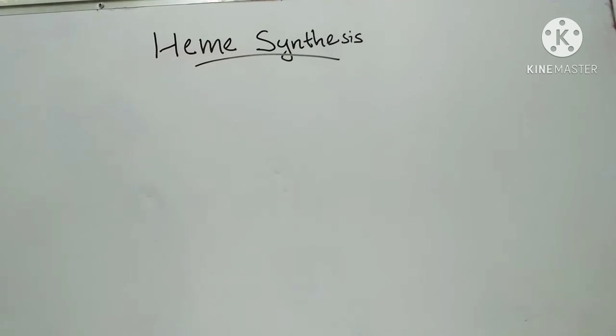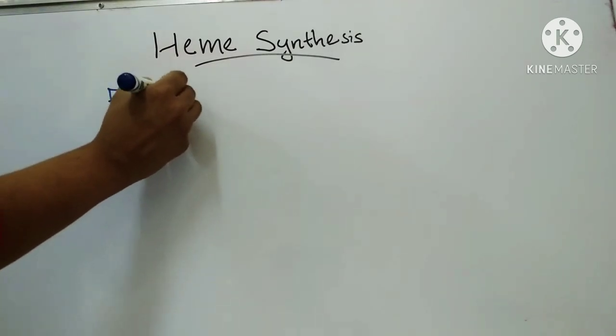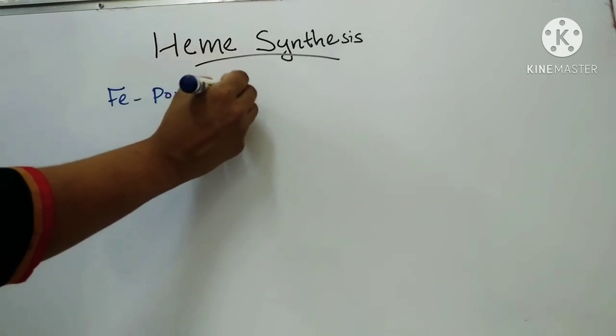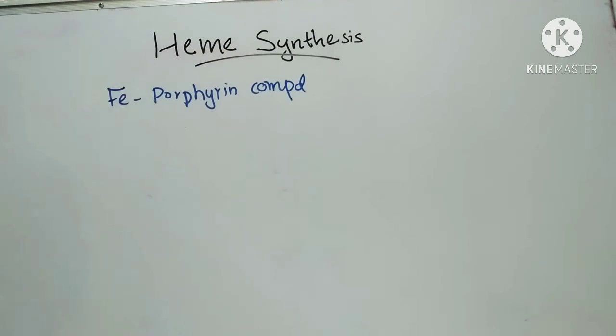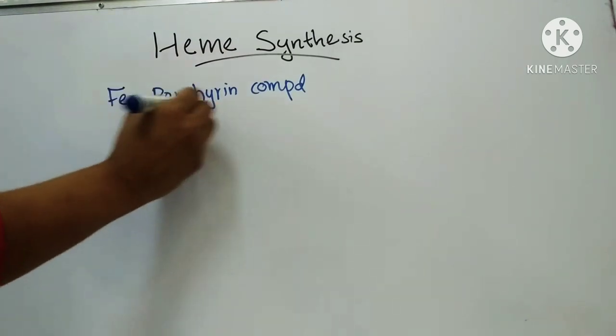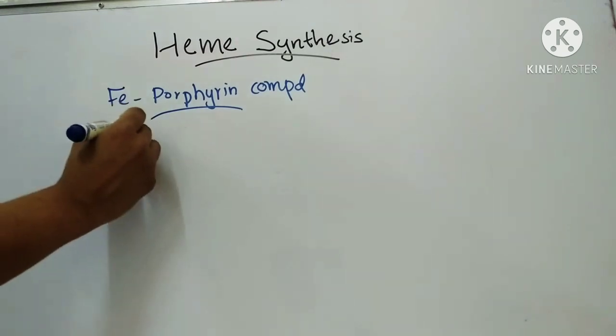So heme is an iron porphyrin compound. And these porphyrins are complex structures consisting of 4 pyrrole rings, that is tetrapyrrole.